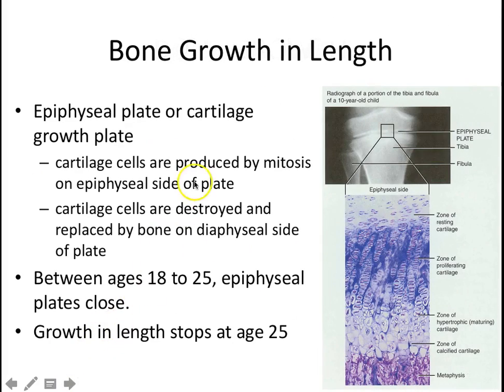All right. So bones are obviously, as we get older, as we mature, we get taller, right? So bones are going to grow in length. And again, that's what that epiphyseal plate or growth plate, that's what its role is. What's going on is we have cartilage cells. They're reproducing by mitosis. Okay, and that's occurring on the epiphyseal side of the plate. And then cartilage cells are destroyed and replaced by bone on the diaphysis side. Okay, so on one side they're getting larger, and so they're going in one direction, and then they're being replaced by bone. Okay.